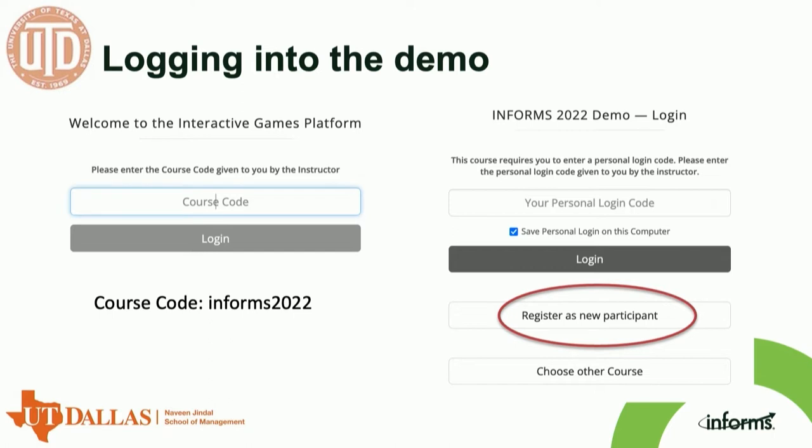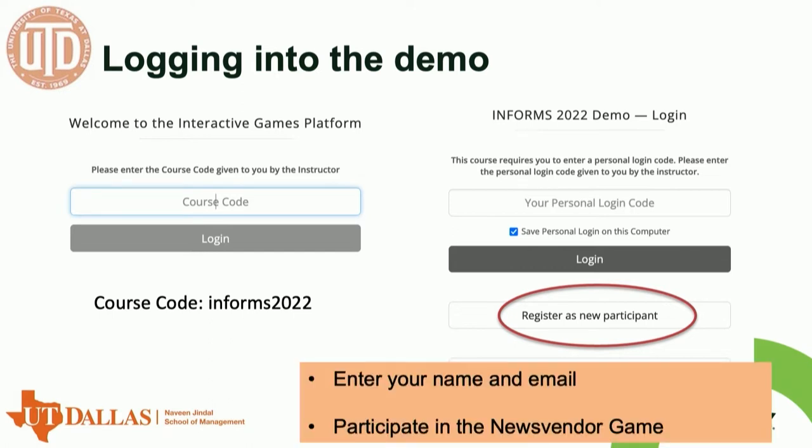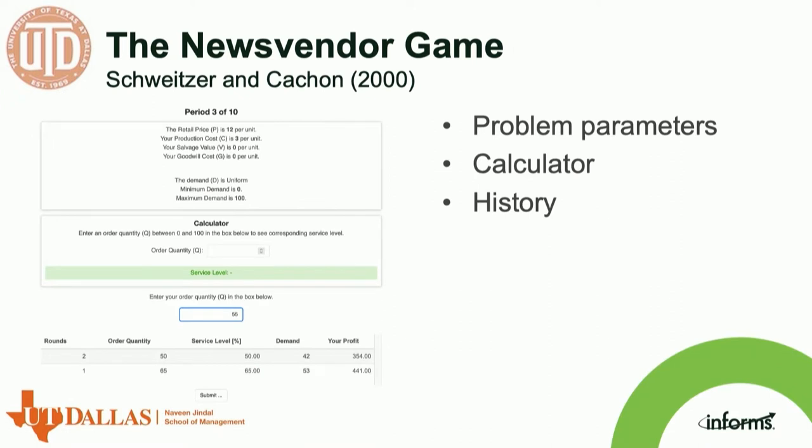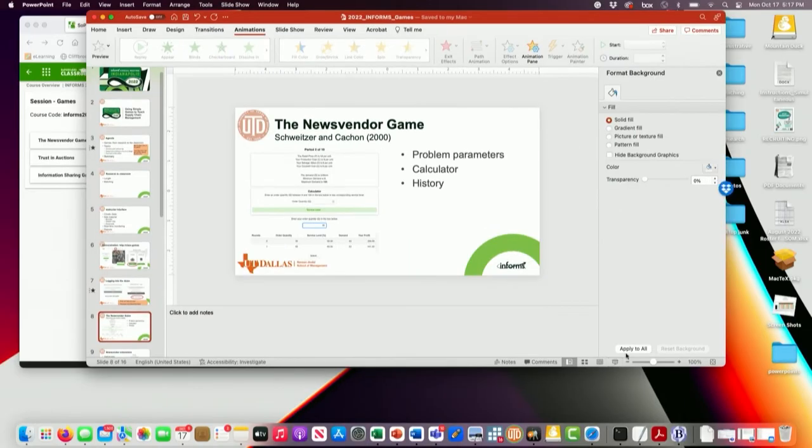I think it asks you to enter your name and email. And after you have done that, you will be on a screen that has a button that lets you participate in the news vendor game. So you can go ahead and do that. While you're doing that, I can show you what it looks like on my end.